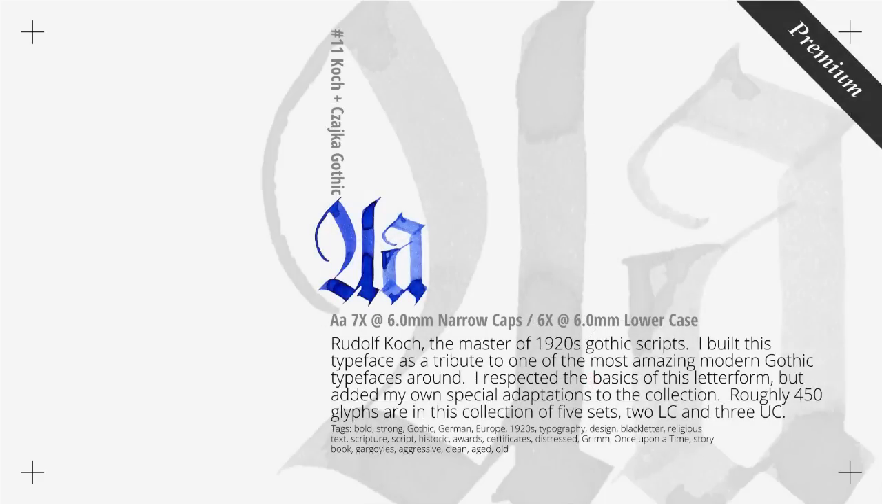Number 11, Coe plus Czajka Gothic. Rudolf Coe, the master of the 1920 Gothic scripts. I built this typeface as a tribute to one of the most amazing modern Gothic typefaces around. This is an aggressive script with sharp, repetitive points. It has an incredibly uniform look with some special letters that have wild deviations, making it perfect for formal certificates, awards, and the like. This premium Designer Type collection will be made available immediately for download.